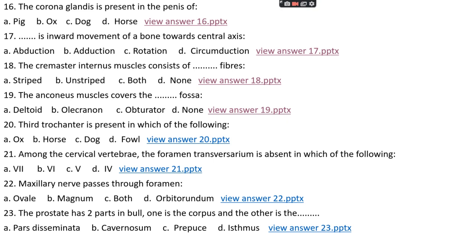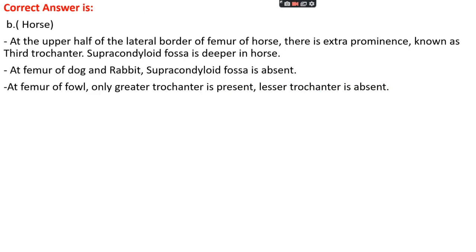Question number 20. Third trochanter is present in which of the following? Option A, ox. Option B, horse. Option C, dog. Option D, fowl. The right answer is option B, that is a horse.